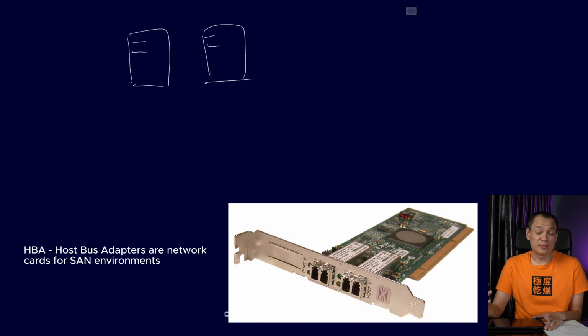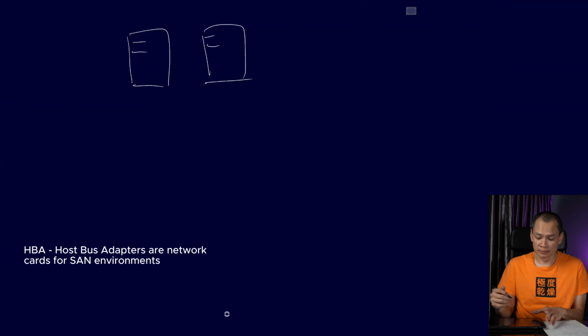So next, we're going to look at how the connectivity actually works. I'll just draw out two servers here for ease of discussion. Within these two servers, we usually have a thing called the HBA. HBA stands for Host Bus Adapter. Host bus adapters are essentially pretty much like your network card, but think of this as network cards for the storage area networks. It is specifically used for connectivity to the SAN only.